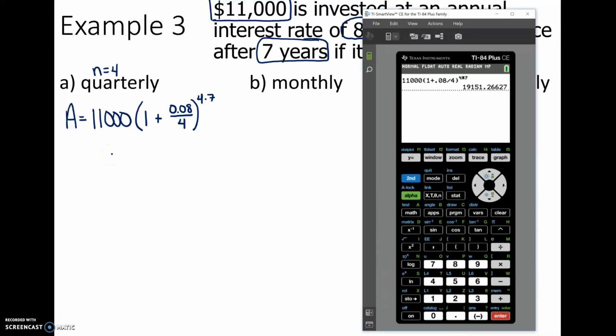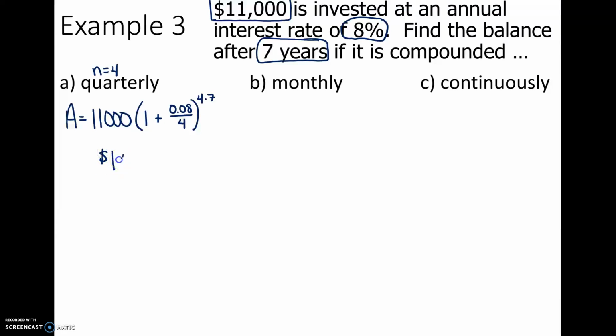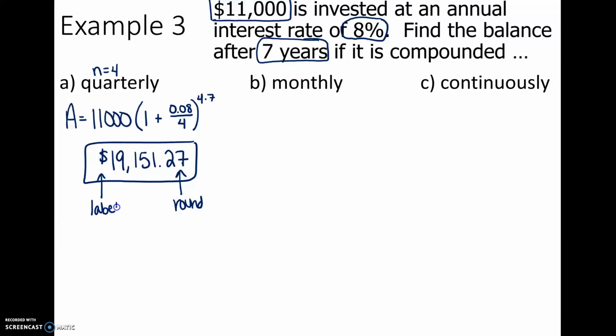And how do we round that? That's right, 27 cents. Thanks for all saying that all at the same time. I'm joking. 19,000, what did it say? 151 and 27 cents. Make sure that you round correctly and make sure that you put a label. We are in the United States, the last time I checked. We put our $ before the amount of money. All right, pause the video, try B on your own, and then we'll do C together.